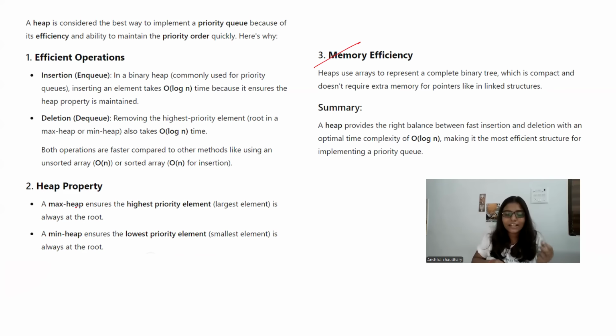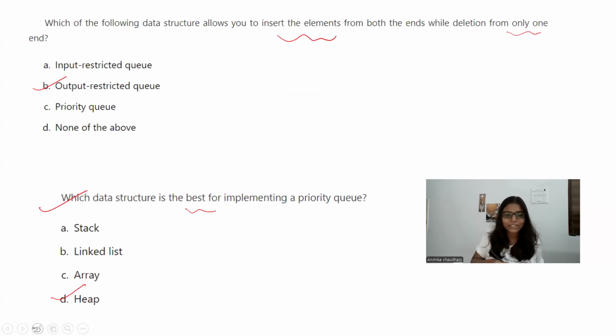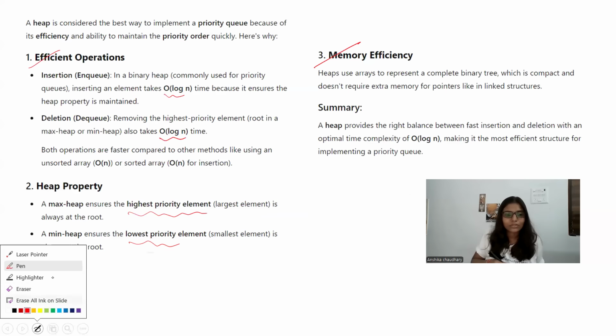The second is, here are two concepts, maximum heap and minimum heap. So max heap ensures the highest priority element, and min heap ensures the lowest priority element. And for efficient operations like enqueue and deletion, the time taken will be order of log n. That's why it is best among these, right? I hope it is clear to you. Let's move on to the next question.